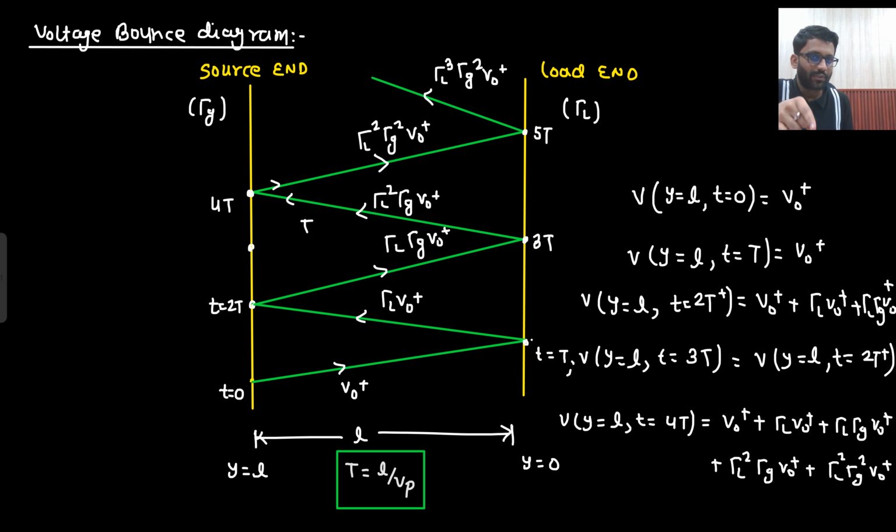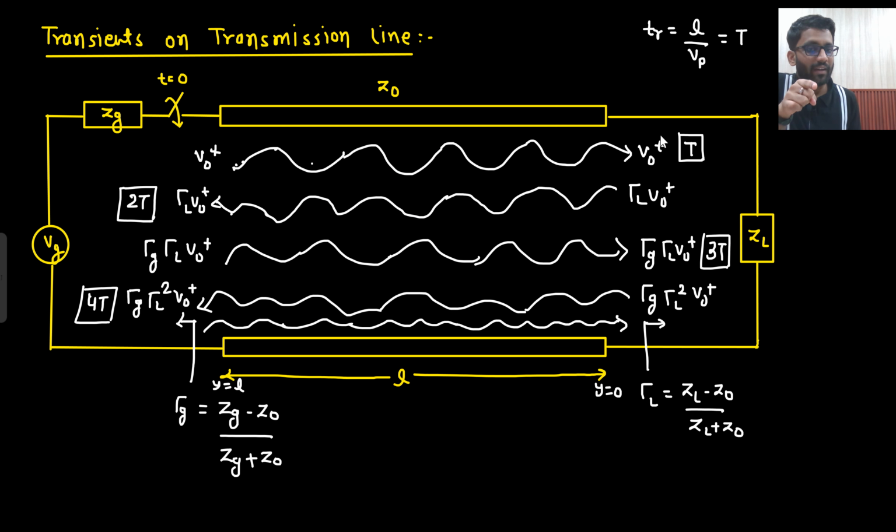What I am asking is the value of V at y equals 0 at time t equals 0. What will be the value? 0 volt. Why is that so? Because at the load, this is your y equals 0, the first wave came at time t equals T.